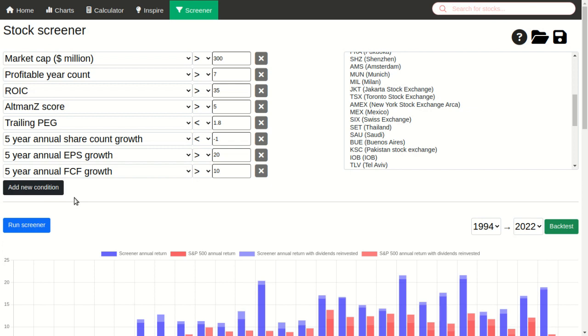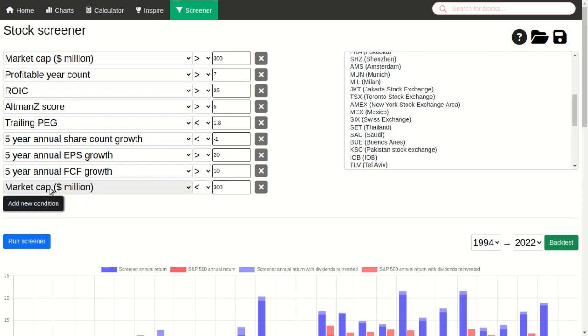So getting back to the original question, what are the most important fundamental metrics we should use to select our investments? I believe if I have to find one, this is the return on invested capital. That is the most important. However, these other ones which we have used here, like the Altman Z-score, the trailing PEG ratio, as well as the growth metrics, are also very important.